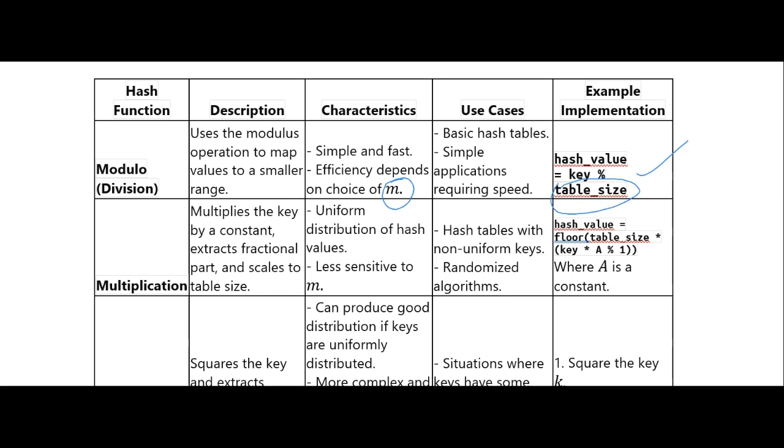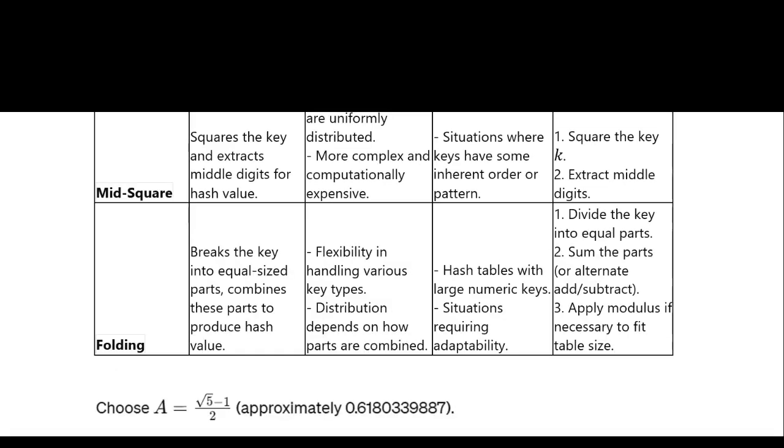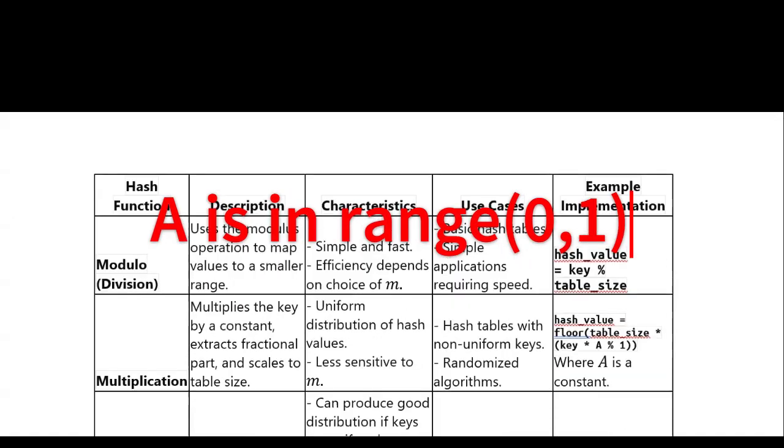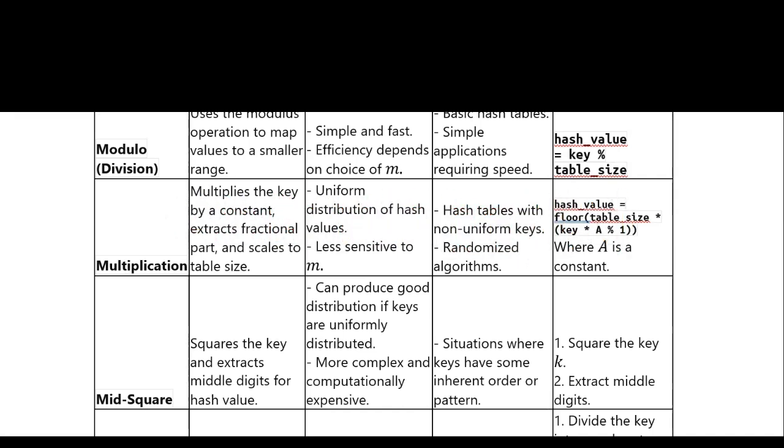And the next one is the multiplication method. The multiplication method multiplies the key by a constant A, which is chosen like this: A is equal to square root of 5 minus 1 by 2. This is the most popular way we choose A. So A is generally equal to 0.618. What we do in the multiplication method is that the hash value is calculated as floor of table size into key into A mod 1.